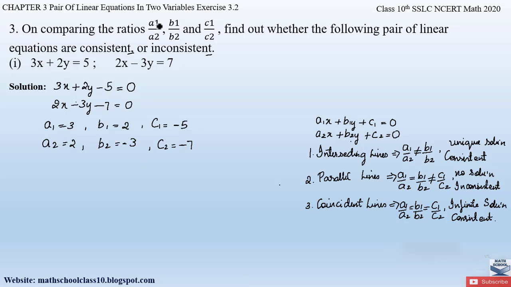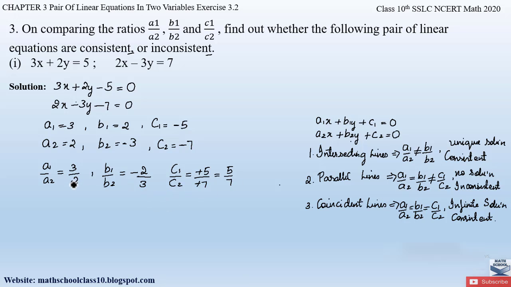Now let us write down the ratios a1 by a2, b1 by b2 and c1 by c2. a1 by a2 is equal to 3 by 2. Similarly, b1 by b2 will be equal to minus 2 by 3, since we have a minus, and c1 by c2 will be minus 5 divided by minus 7. Since minus and minus cancel, we get plus 5 by 7.